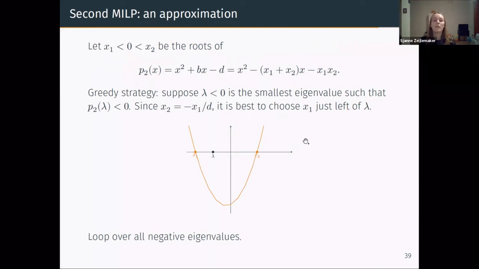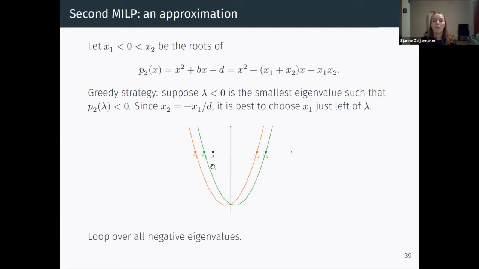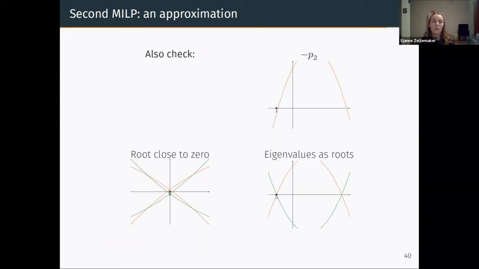So the strategy is actually greedy. Supposing some eigenvalue is the smallest one where this polynomial is negative. Now, in that case, it is always beneficial to place the negative root as close to this eigenvalue as possible. So you can see as you do this, the positive root will also shift to the right. So there's potentially more eigenvalues where p will be negative. So we can just look over all the eigenvalues and check this.